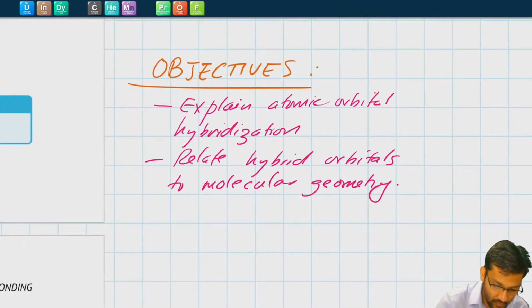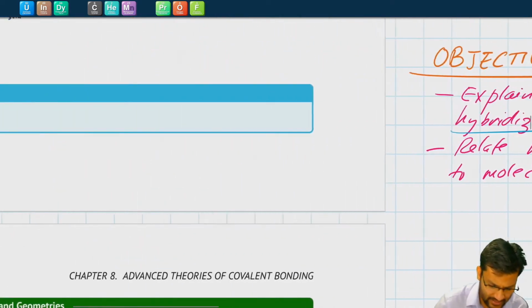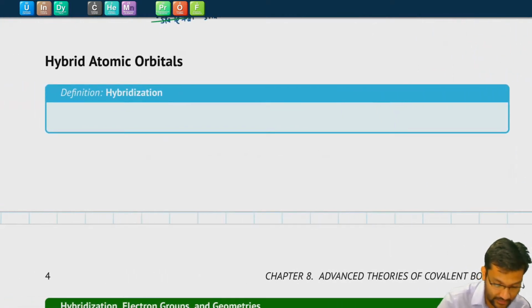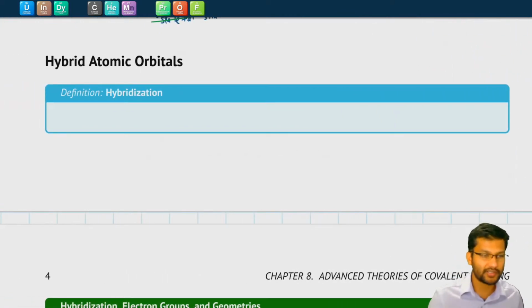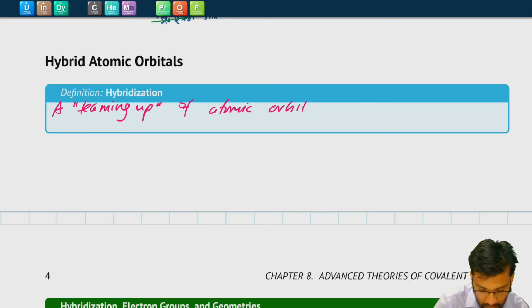And so this word, hybridization, when I say we'll explain atomic orbital hybridization, what does that mean? Well, let's look at the definition. Hybridization is simply a process where we have a teaming up, if you will, a teaming up of atomic orbitals when they try to form chemical bonds.